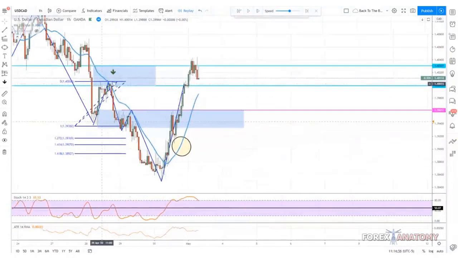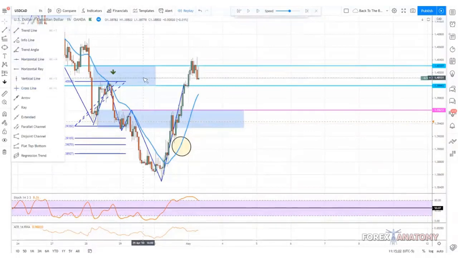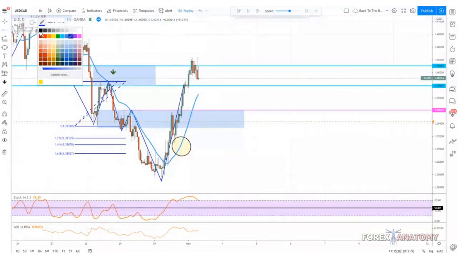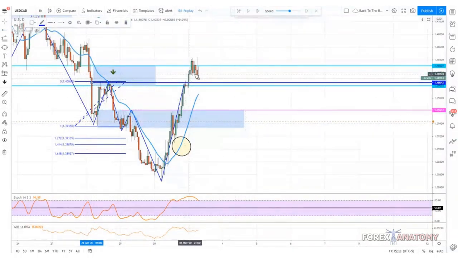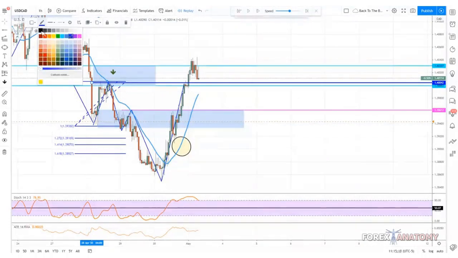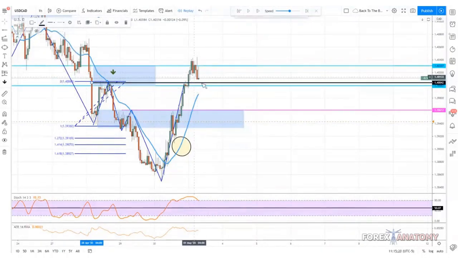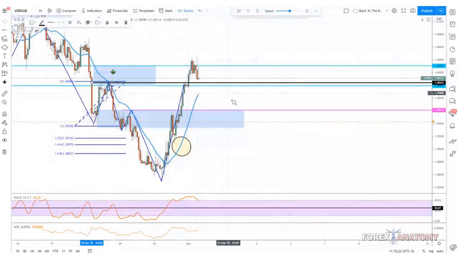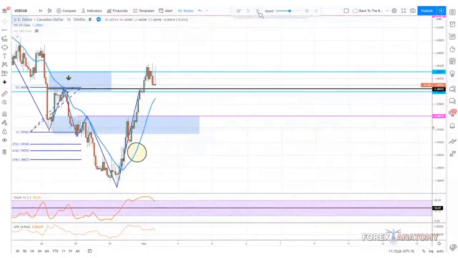Price may find support at this area right here. But anyways, let's hope to see if we could get a full retracement. That's the goal, is to get a full complete retracement to the downside. But we may find price respecting this area, and then it may push up because of this strong move to the upside. But let's see what happens.